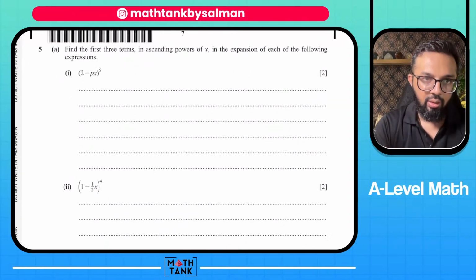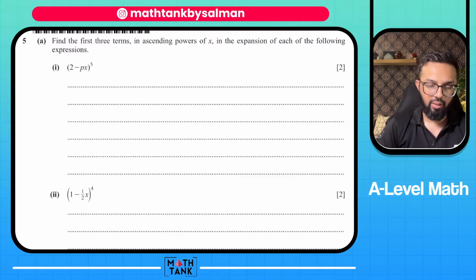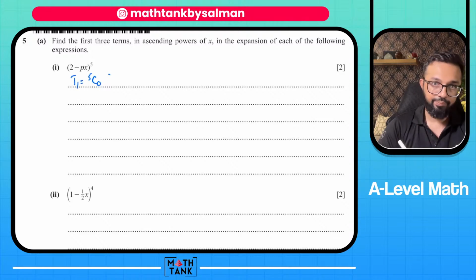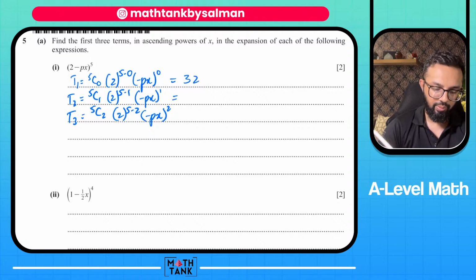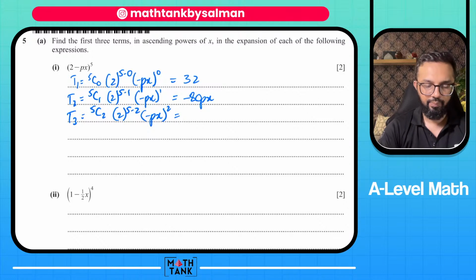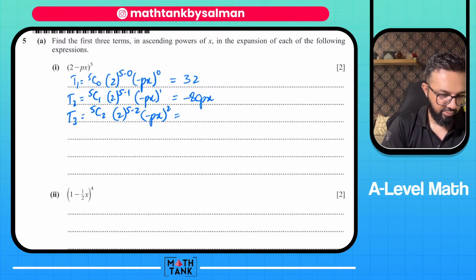Okay, going back. This says find the first three terms in ascending powers of x in the expansion of each of the following. So term number 1 is 5c0, 2 power 5 minus 0, minus px power 0. Term number 2, 5c1, 2 power 5 minus 1, minus px power 1. Term number 3, 5c2, 2 power 5 minus 2, minus px power 2. Okay, so sorry, that doesn't give me 1, that gives me 32. 16 into 5 gives me 80, minus 80px. 10 into 8, minus 80p squared x squared.